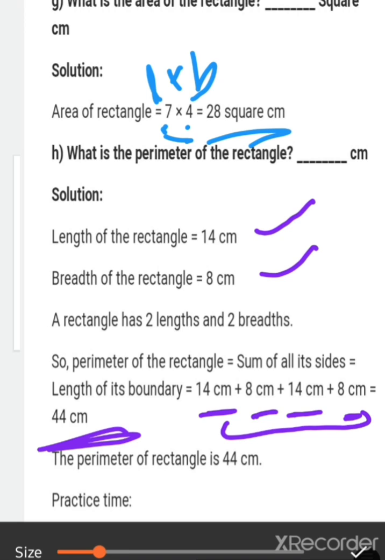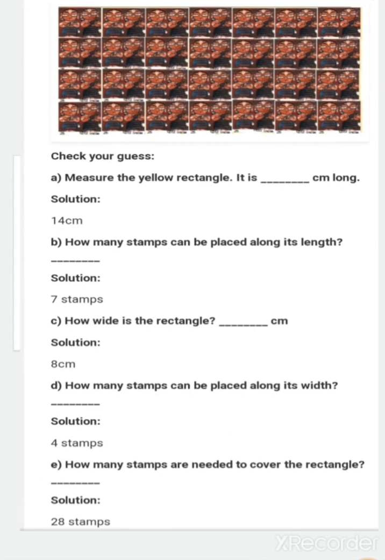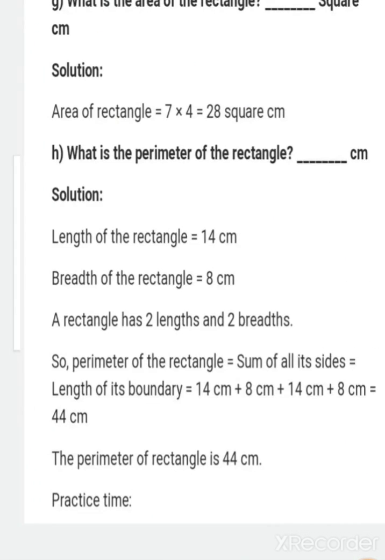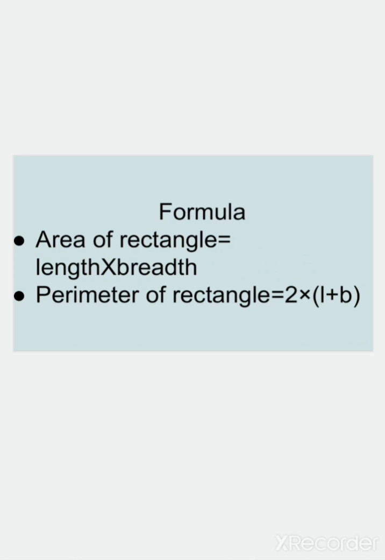What is perimeter? Sum of all the boundaries. Sum of boundaries means the outer side. So when we add all the boundaries, that is length 14, the down length 14, then 8 and 8 side breadth, we'll get the answer 44.